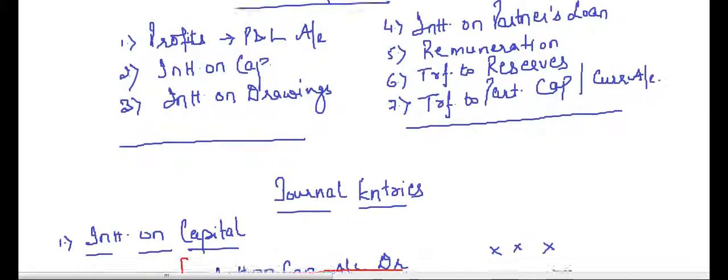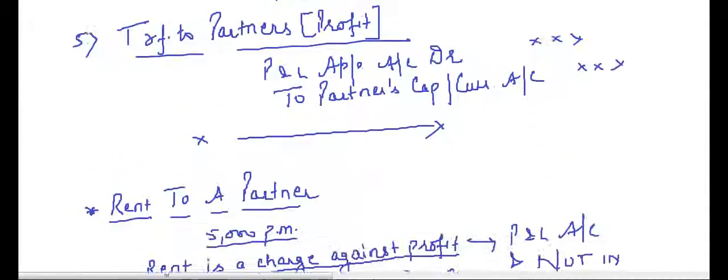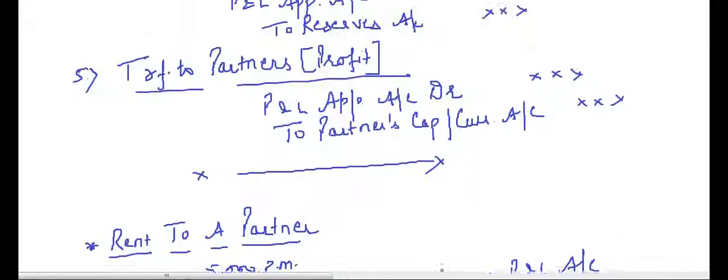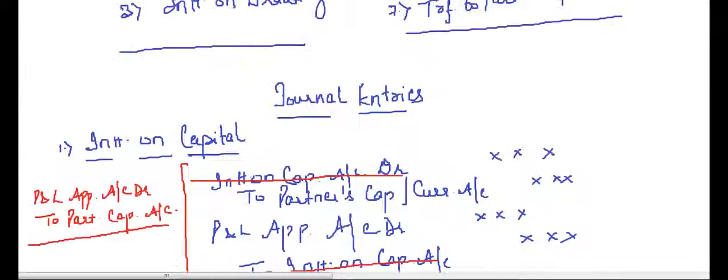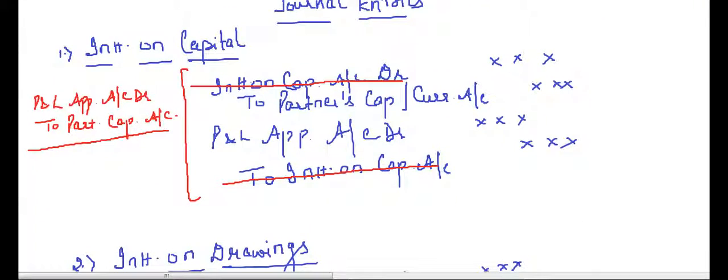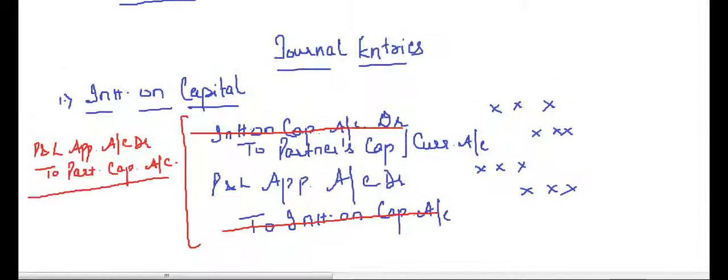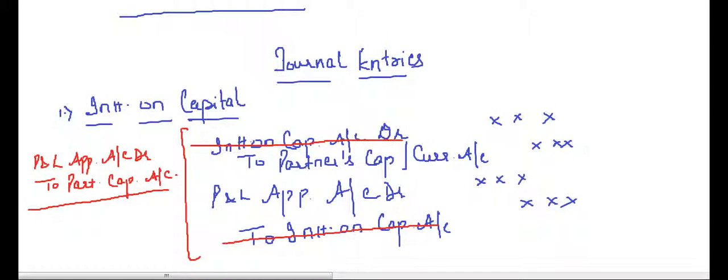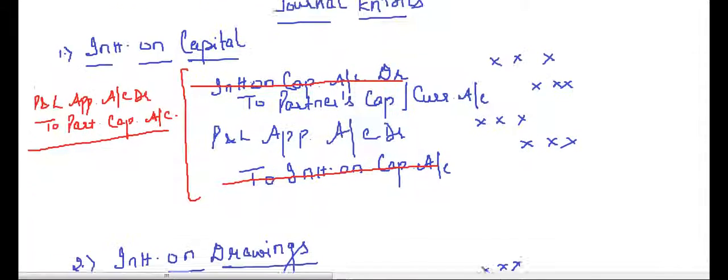So we have discussed the journal entries regarding the P&L appropriation account, and we have discussed rent paid to a partner. You should know these journal entries, because through these journal entries the preparation of the P&L appropriation account becomes very easy. It becomes very crystal clear which particular account has to be debited or credited. So you can write these journal entries down.